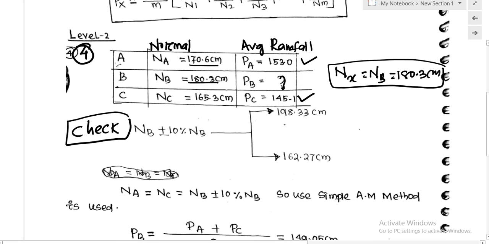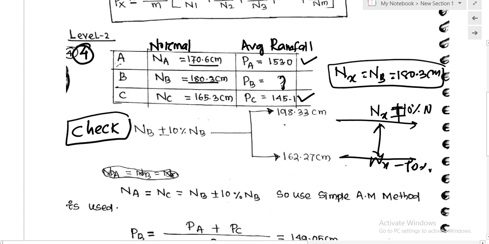You have to check whether this na and nb are within nx plus 10% of nx and nx minus 10% of nx, whether they are lying within this range or exceeding it. If you find nb plus 10% of nb, that comes to 198.3 centimeter, and nb minus 10% of nb comes to 162.7 centimeter.